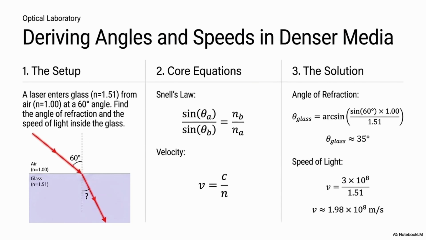And it slows down too. Yeah, the slide says the laser slows from 3 times 10 to the 8th meters per second down to roughly 1.98 times 10 to the 8th. Right. The light is basically hitting a physical speed bump. Because the atomic structure of the glass is denser, the wave is impeded.